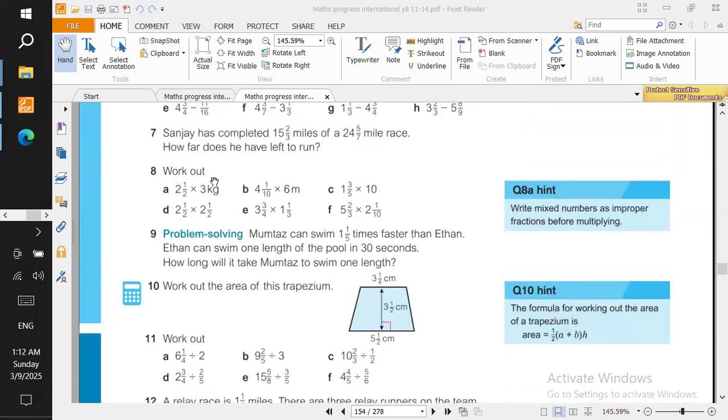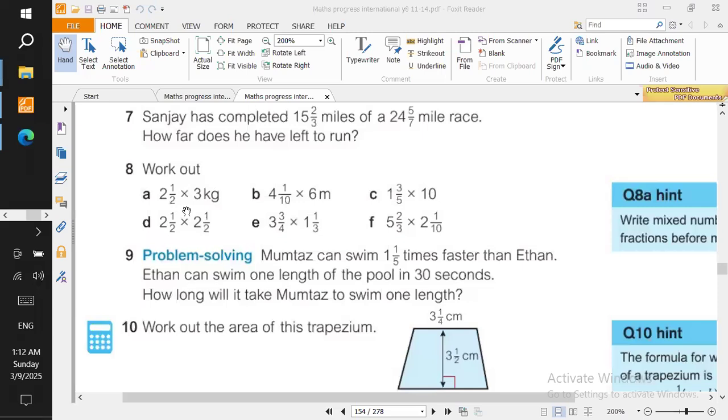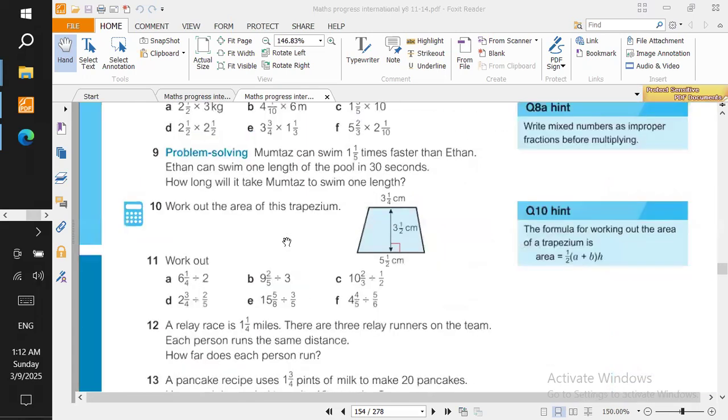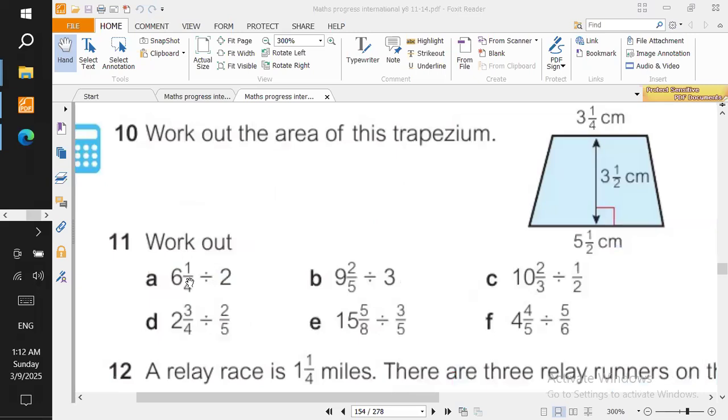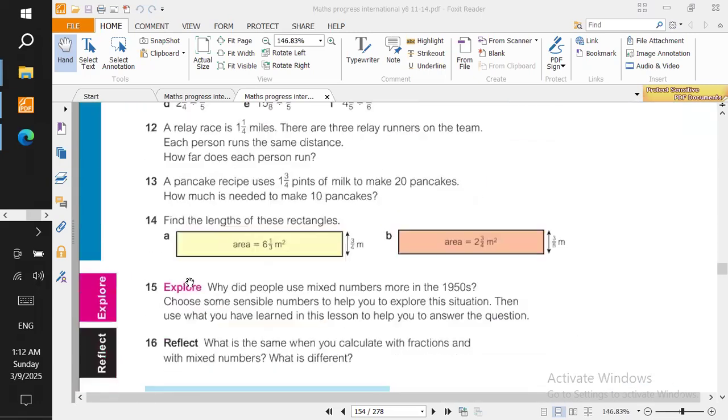This is multiplying. You can do it like it is with the calculator, or turn this into a mixed number, into an improper fraction, and then multiply it by 3. Same idea with all of them. If you want to multiply, you can turn them into mixed numbers, then into improper, and then use the multiplying method. Even dividing here, turn them into improper. Use the keep change flip like we did before, and then work out the answer.